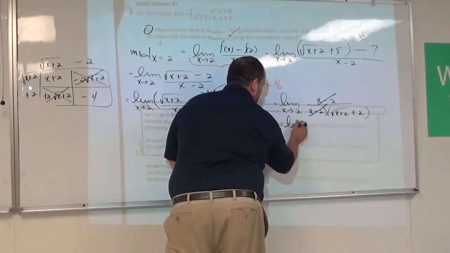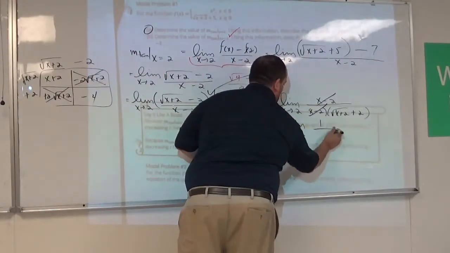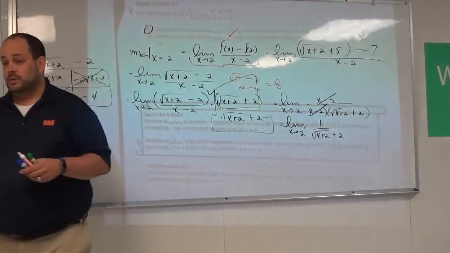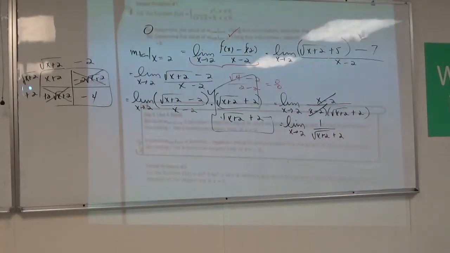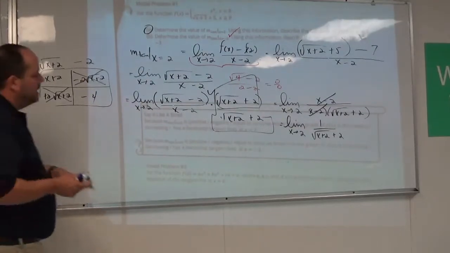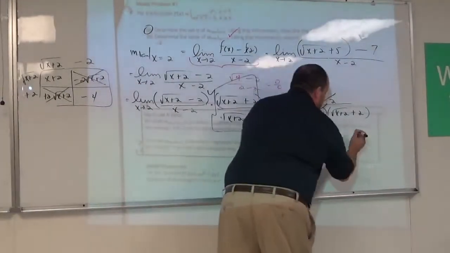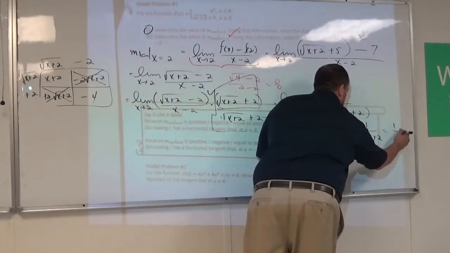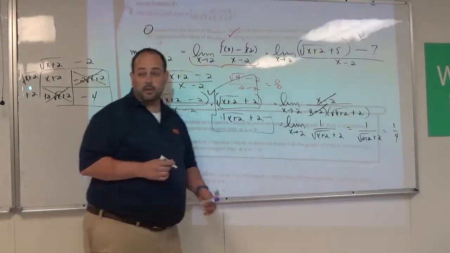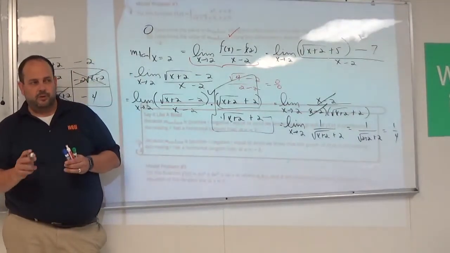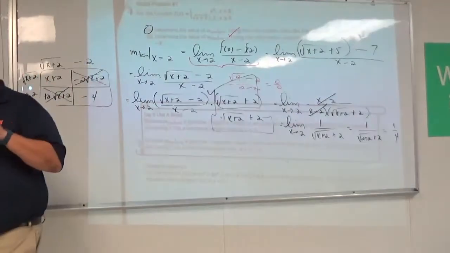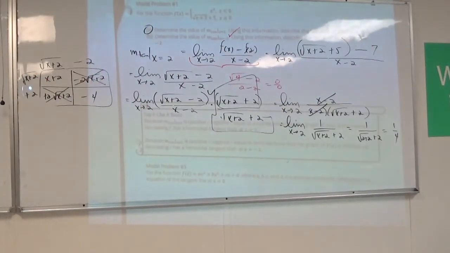Take that limit as x approaches 2. We've got 1 over square root of x plus 2 plus 2. Give me just 1 second. Evaluate at 2 means I'm going to try plugging in 1 over the square root of 2 plus 2, which I think is a fourth. Is everybody good with the fourth? Okay. 1/4 isn't the answer. Or at least it's not the final answer.